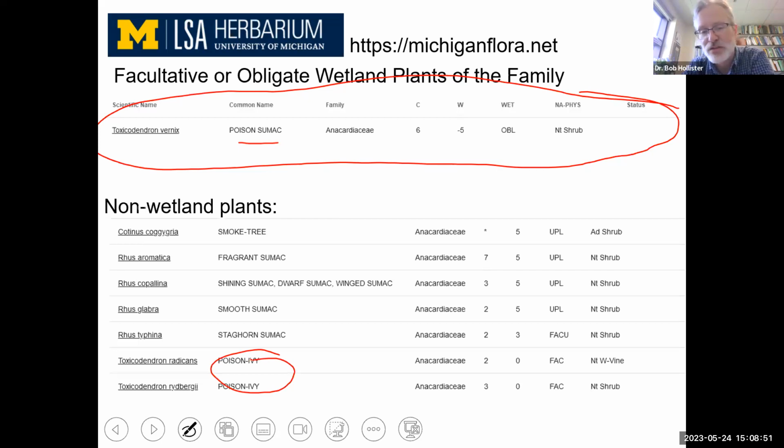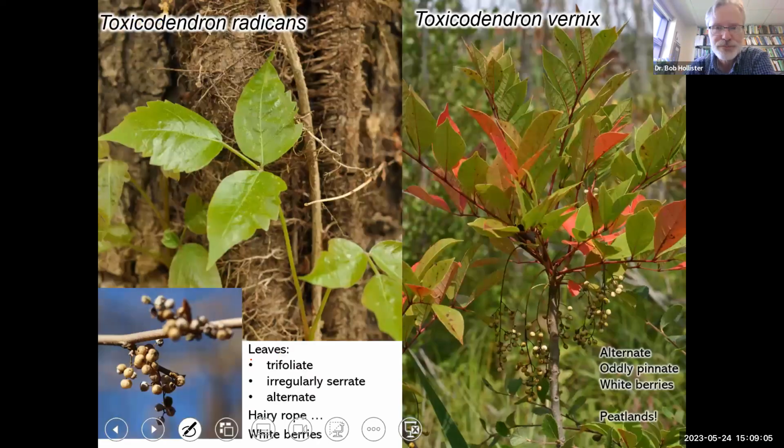Anacardiaceae is your poison sumac, poison ivy. It's also pistachios and mangoes. Some people get itchy lips and stuff from those. And again, that's an allergic reaction. So the two that are super common in wet areas, technically poison ivy is not a wetland plant, but it's just plain everywhere.